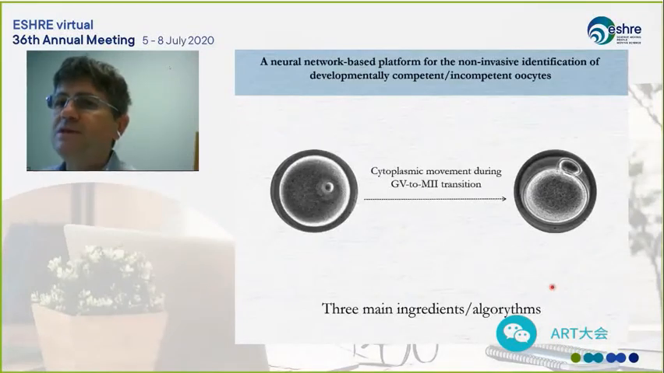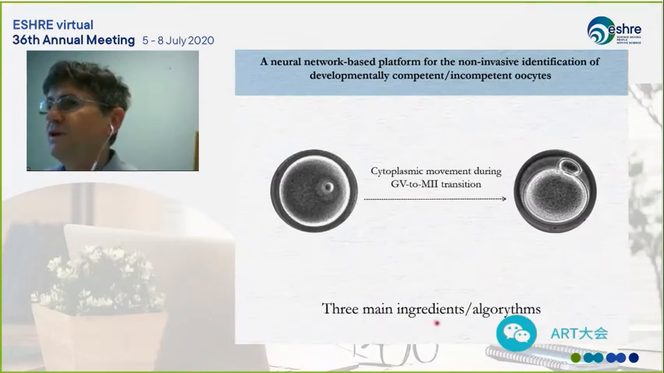We set up a platform for the non-invasive identification of developmentally competent or incompetent mouse oocytes during their maturation from GV to metaphase 2. This platform is based on three main ingredients, or what they call algorithms.